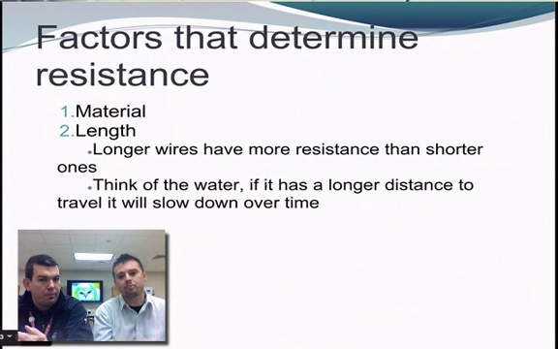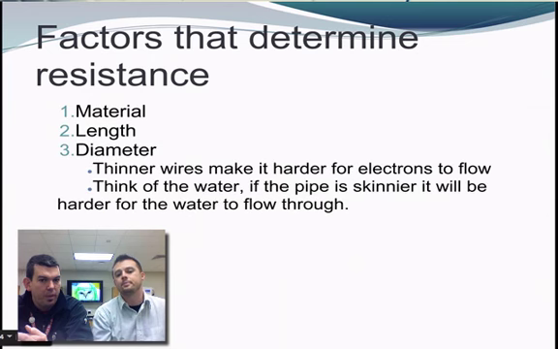Now, how long the item is affects the amount of resistance. Longer wires have more resistance than shorter wires. Think of water. If it has a longer distance to travel, it will slow down over time, just the way electrons do. And then the diameter, again getting back to the straws: wide straw versus skinny straw. The wider the straw, the easier it is for the electricity or the water to flow through it. The thinner the straw, the harder it is to flow.